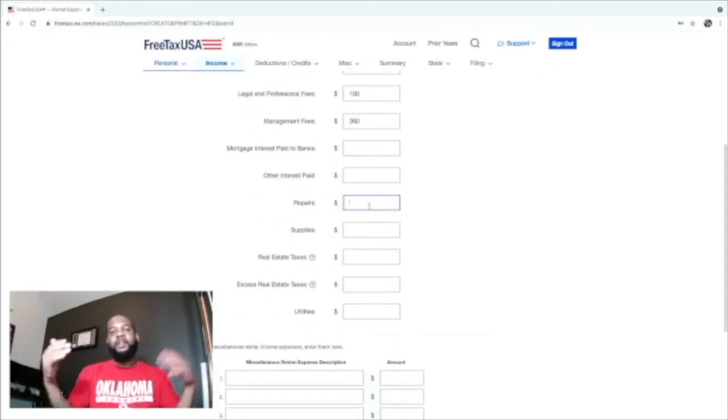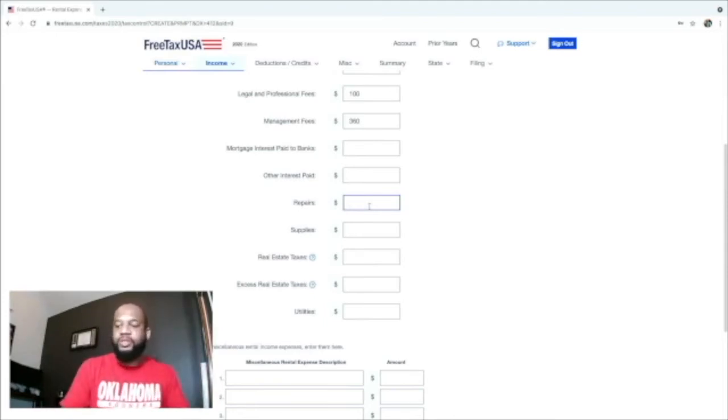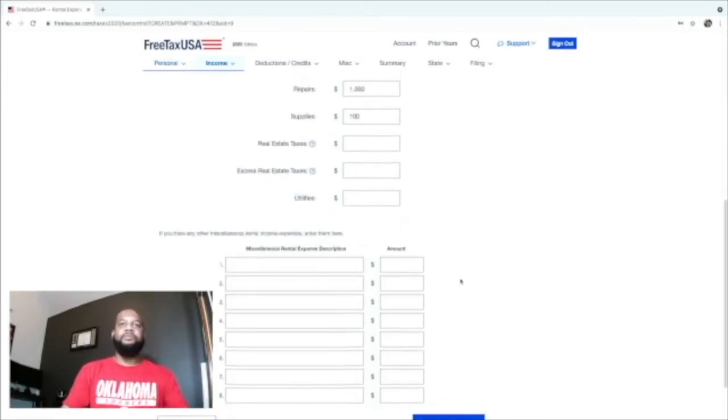Your repairs that you've made onto the home caused by damage, of just your tenant, or just basic repairs. So let's add 1,000 into that. And the supplies, 100, whatever you needed to do that. All right. So then there's that.